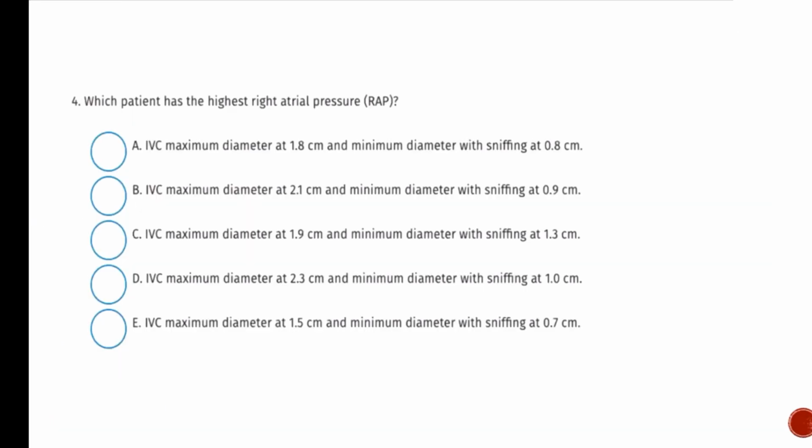Right. Which patient has the highest right atrial pressure? This one's a pretty straightforward question. So IVC diameter of 1.8 centimeters with significant respiratory variation up to 0.8 centimeters. Max diameter of 2.1 centimeters with respiratory variation down to 0.9 centimeters. 1.9 max and respiratory variation a little bit less, down to 1.3 centimeters in diameter. 2.3 centimeters that goes down to 1 centimeter with respirations, and 1.5 centimeters maximum that goes down to 0.7.